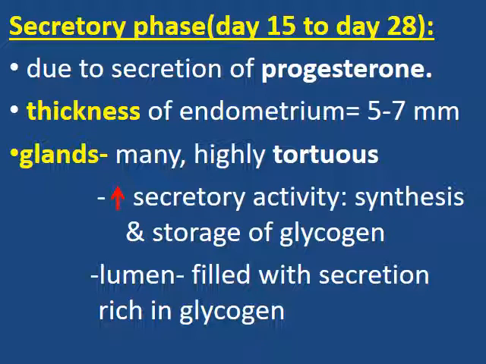Next phase is the secretory phase that occurs from day 15 to day 28 in a 28-day cycle. It occurs due to secretion of progesterone. The thickness of endometrium becomes 5 to 7 mm. Glands are many in number and they are highly tortuous, and the secretory activity of the glands is also increased, and the synthesis and storage of glycogen occurs. Lumen is filled with secretion rich in glycogen.